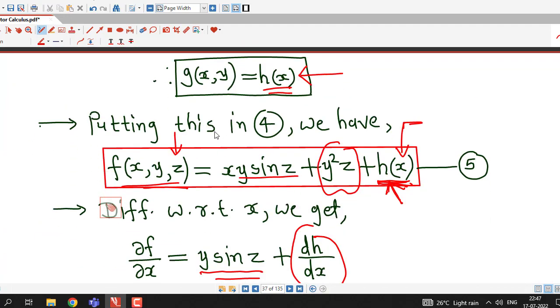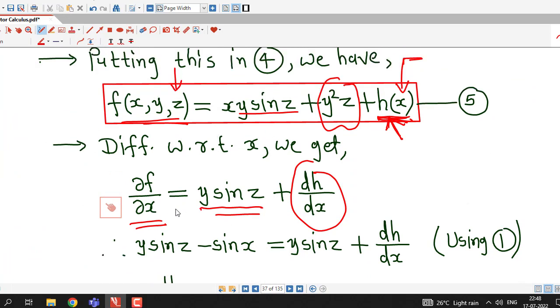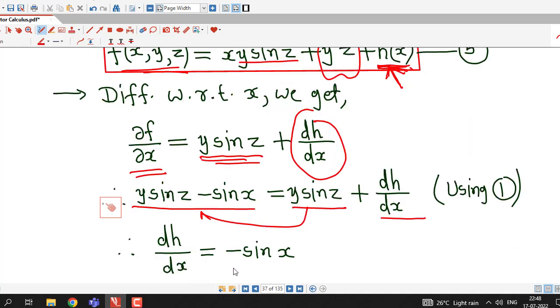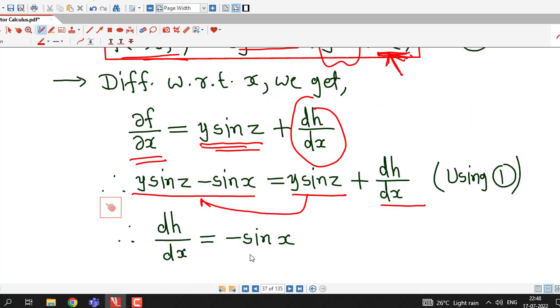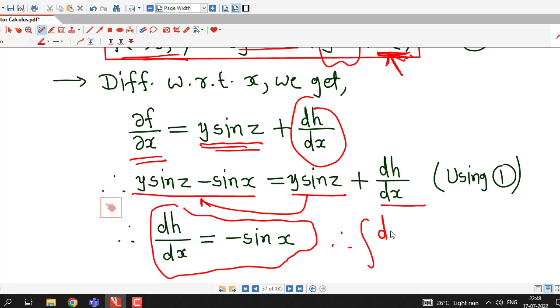So that we substitute here. Del f by del y is y sin z minus sin x equal to y sin z plus dh by dx. And if we take y sin z on this side, we have dh by dx equal to minus sin x. So we have obtained the ordinary derivative of h with respect to x, and to obtain the value of h from this equation, we will integrate both sides with respect to x.